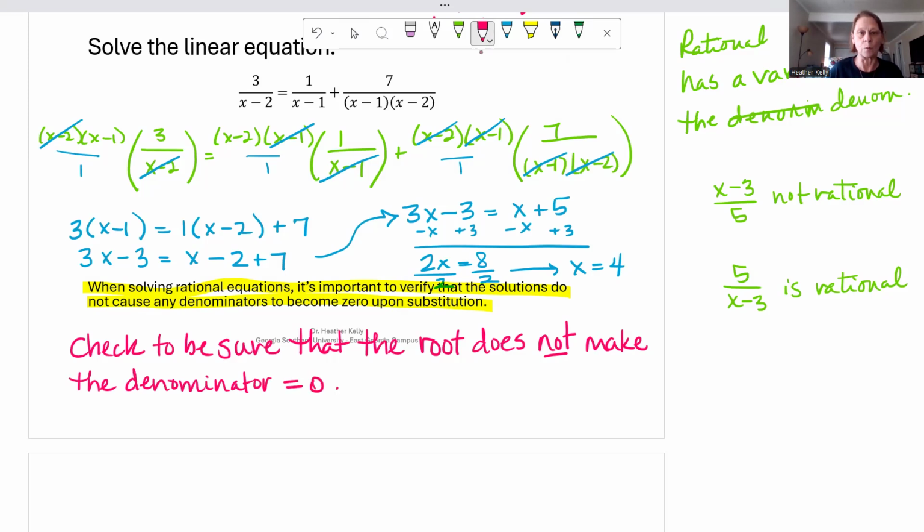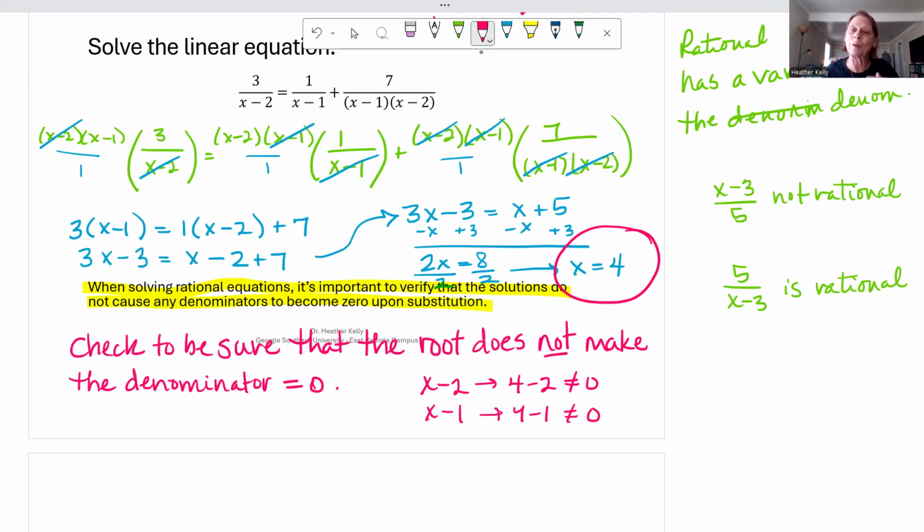All right, and so we can check here. We have x minus 2, so if we get 4 minus 2, that is not equal to 0. We don't care what the number is, it's just not equal to 0. And we have x minus 1, and 4 minus 1 is also not equal to 0. So this is our solution, okay?